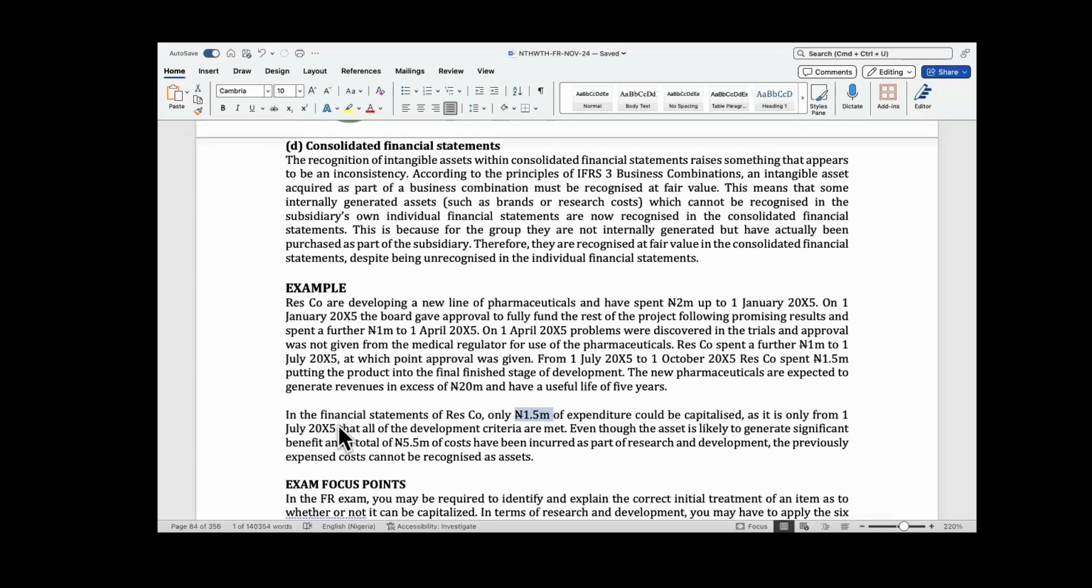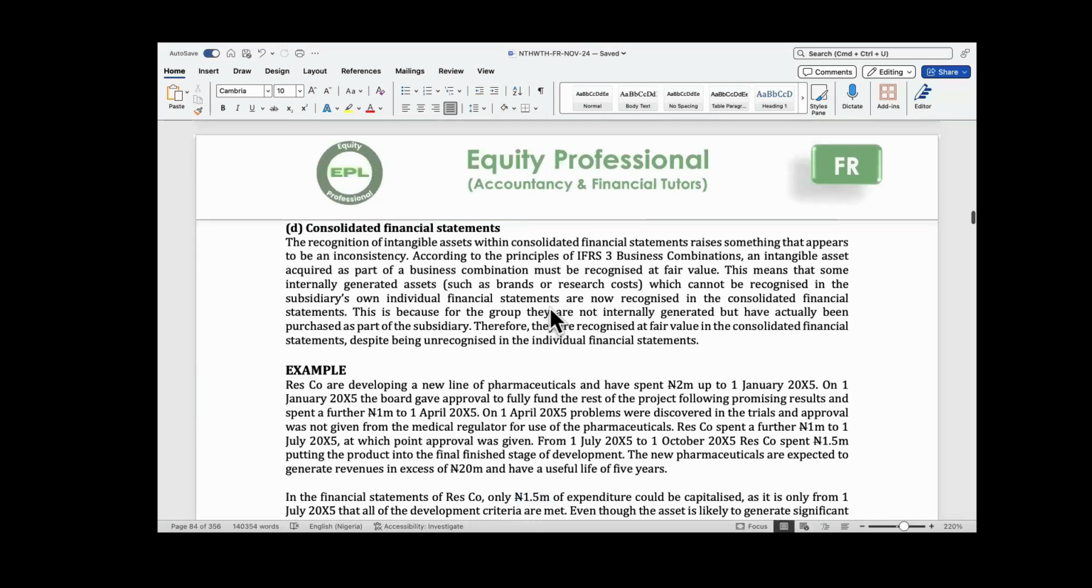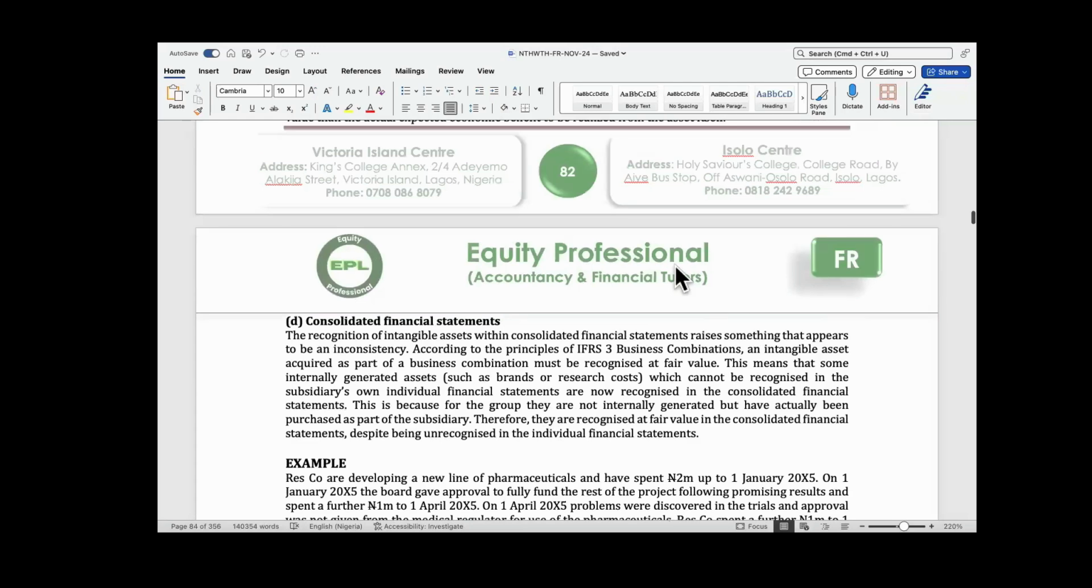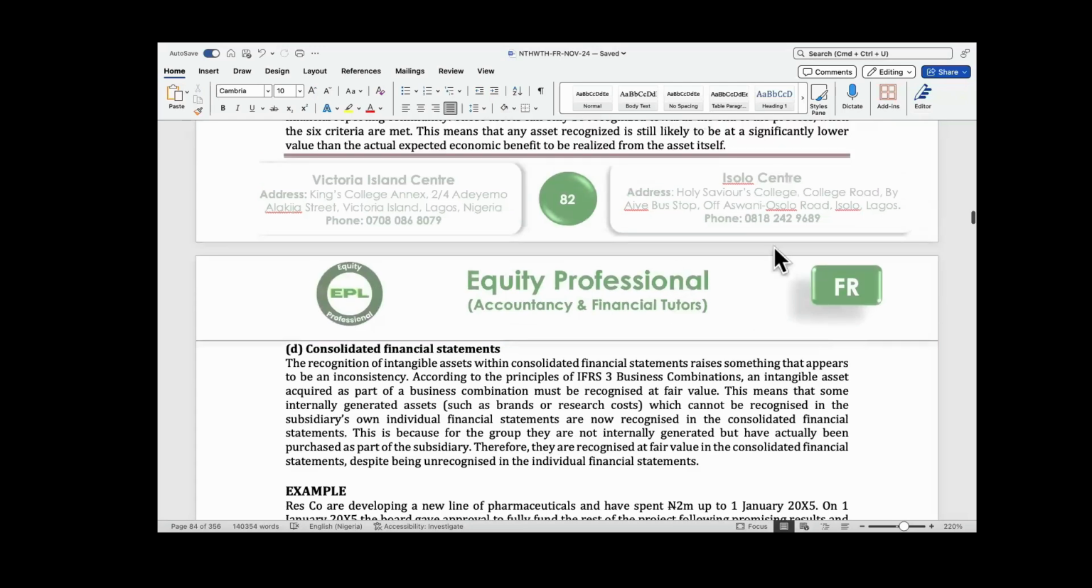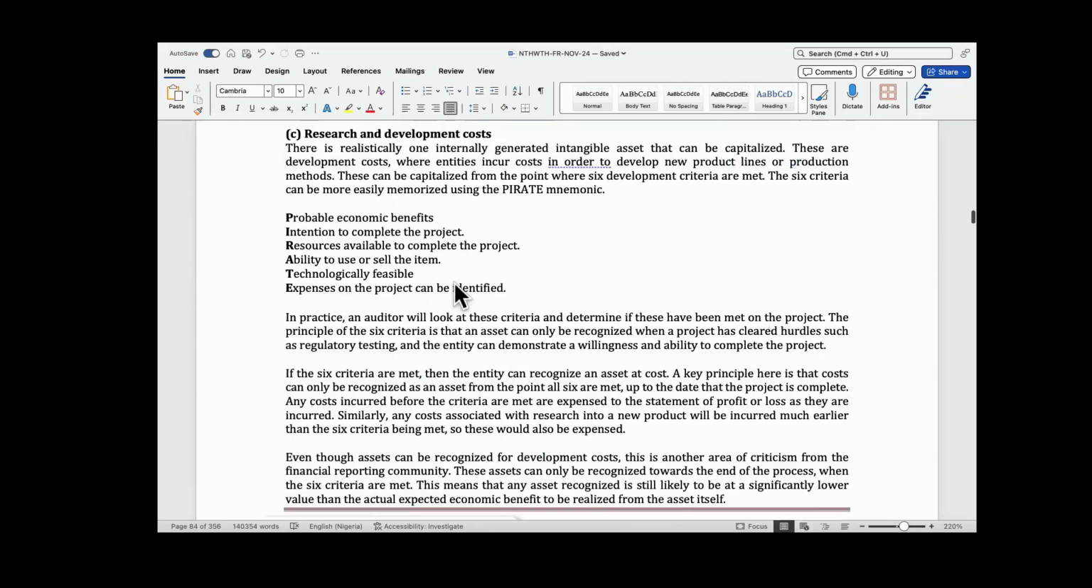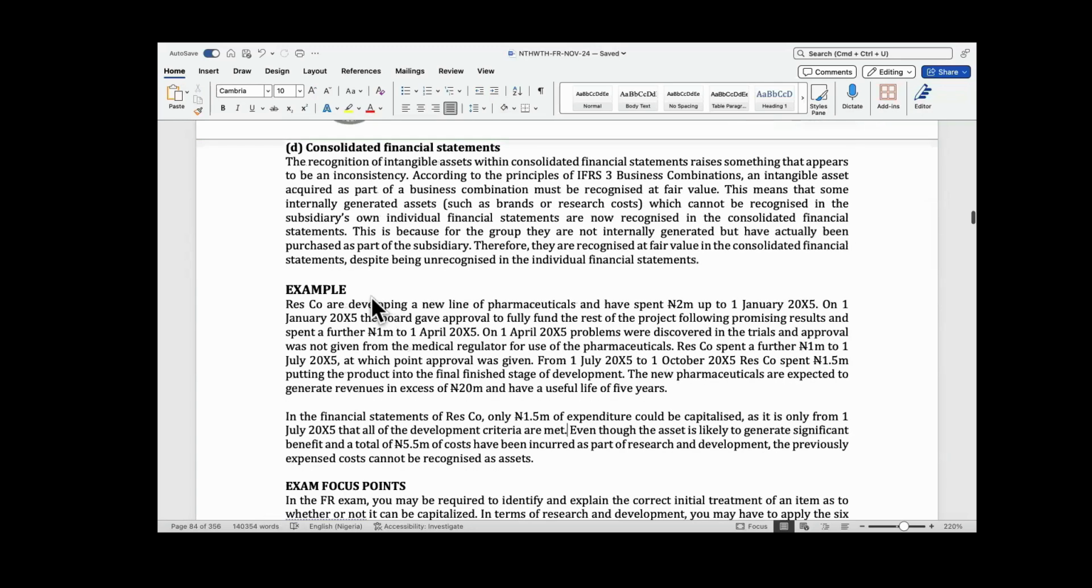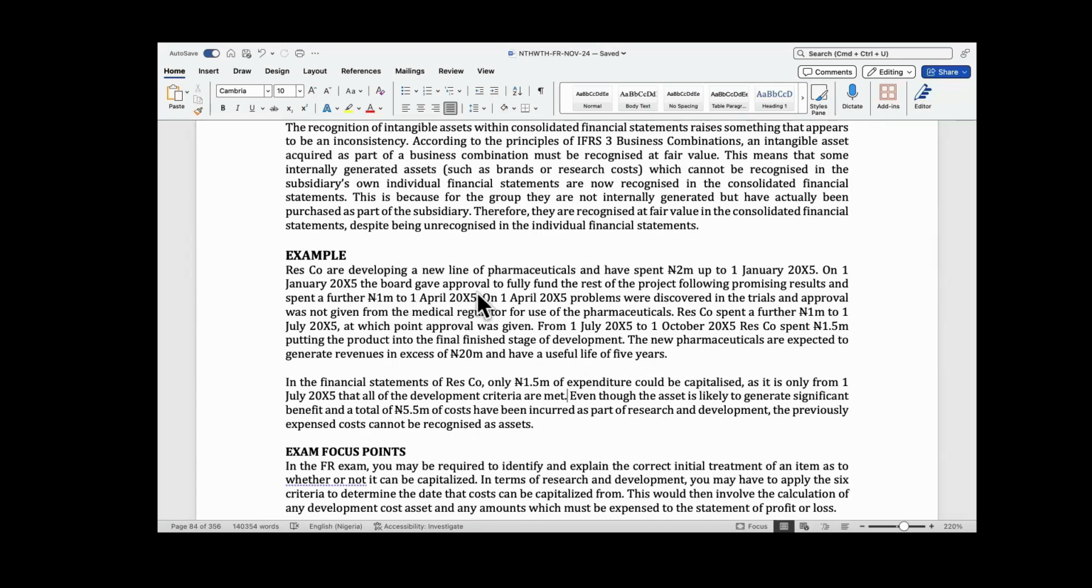You will see that the examiner is not giving you the criteria one by one, but they painted a scenario for us. You see, this guy has been spending so much money. He has spent 2 million till January. In fact, in January, he had board approval. The board was in support, and he has even spent an additional 1 million till April.